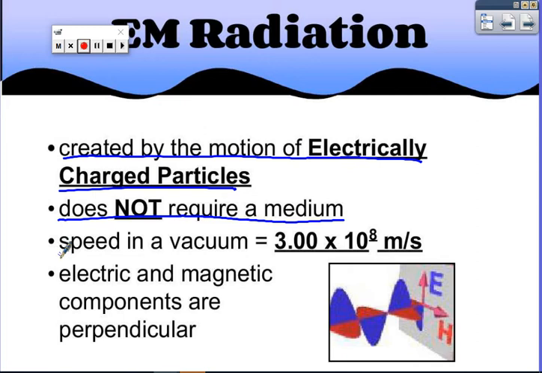So the speed of electromagnetic radiation in a vacuum is 3 × 10⁸ meters per second. So, speed of light. So electric and magnetic components are perpendicular. So the electric and magnetic will be up and down perpendicular to one another as opposed to parallel to one another.